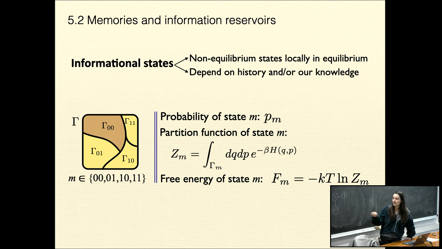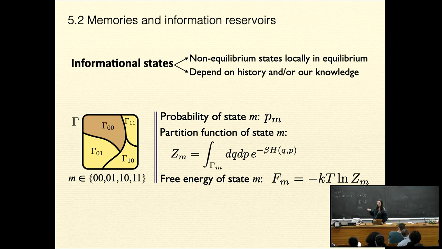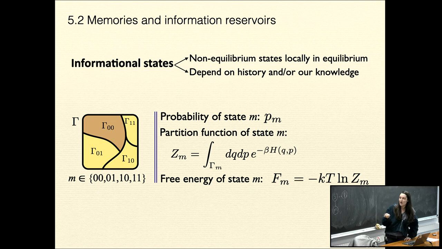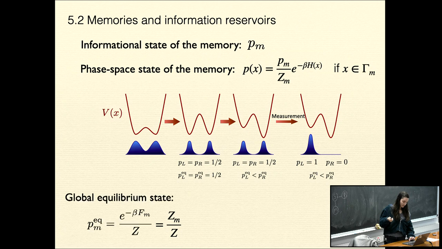We are interested in this probability here. And this is what is going to be our memory, basically. So the probability would be Zm over Z of all phase space, like Zm over the volume of all the phase space? You mean this probability Pm? Yeah. So it depends, because it depends if this is in equilibrium or not, basically. Because it doesn't have to.